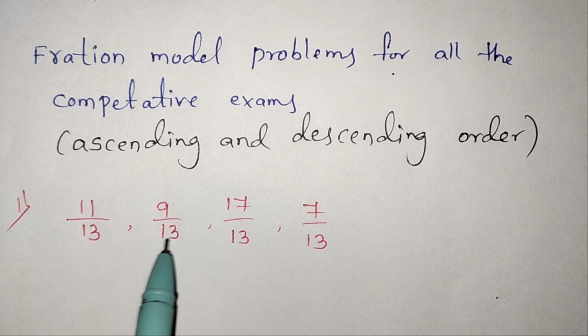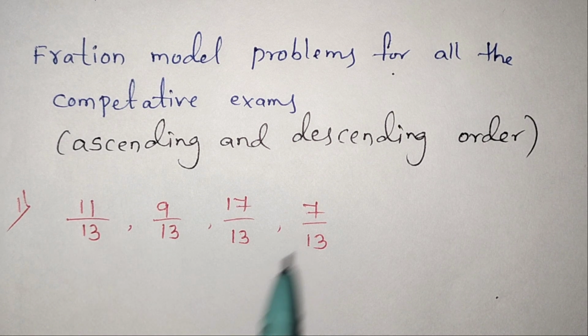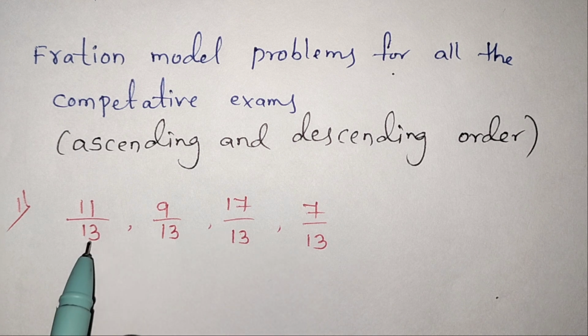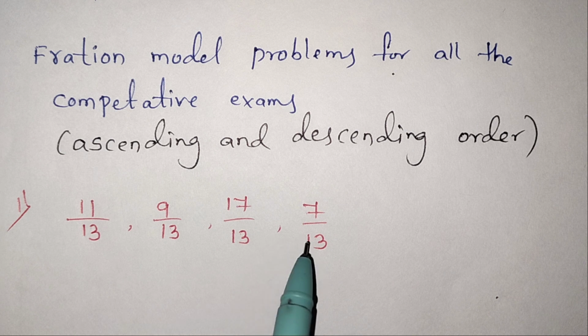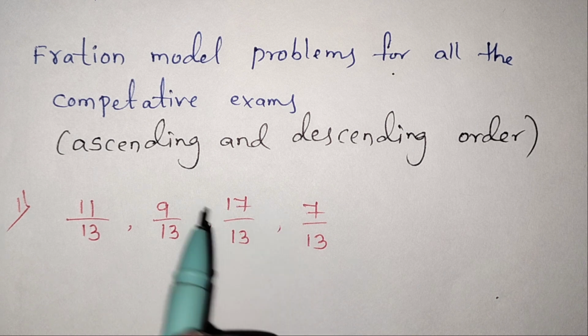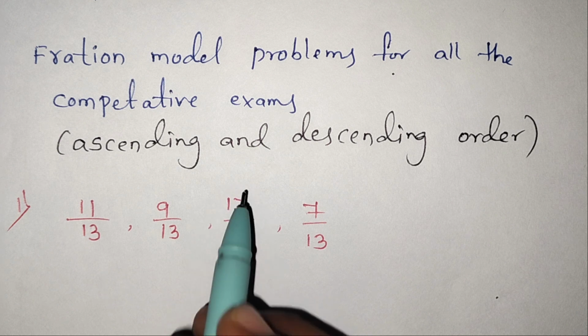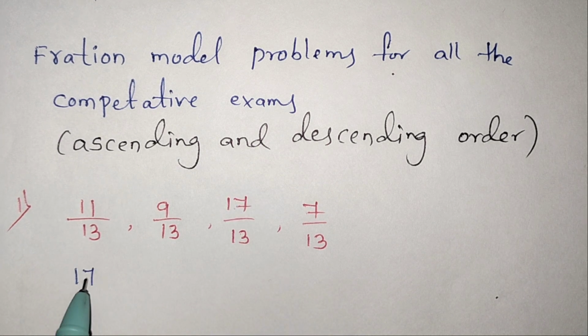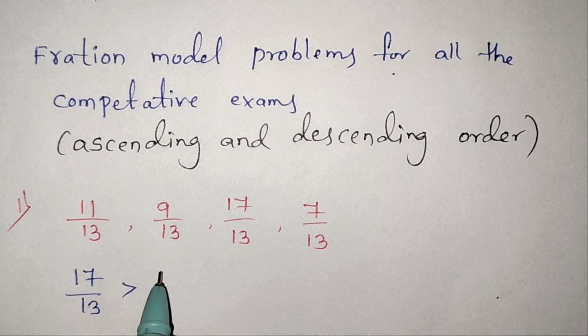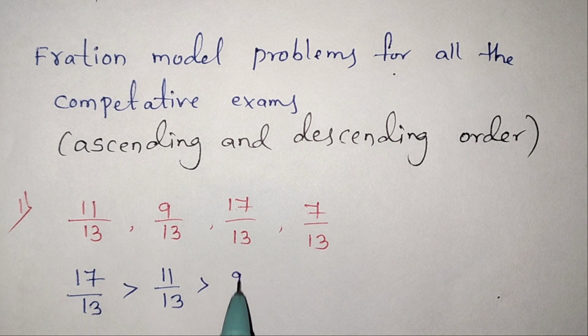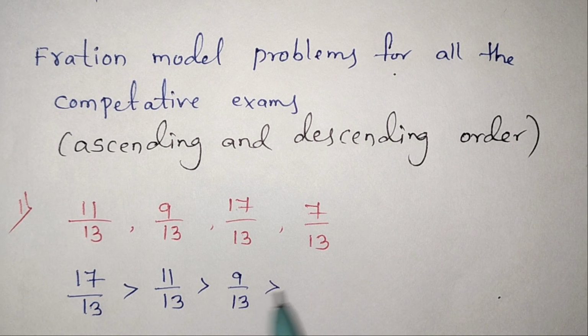We know the first model of this fraction. These all are like fractions, the denominators are same, that's why these all are like fractions. When the denominators are same, or when like fractions are given, the greatest numerator fraction is the greater one. So 17 by 13 is the greatest fraction. Next, 11 by 13 is the second greatest one, the third one is 9 by 13, and the last one, 7 by 13, is the smallest one.